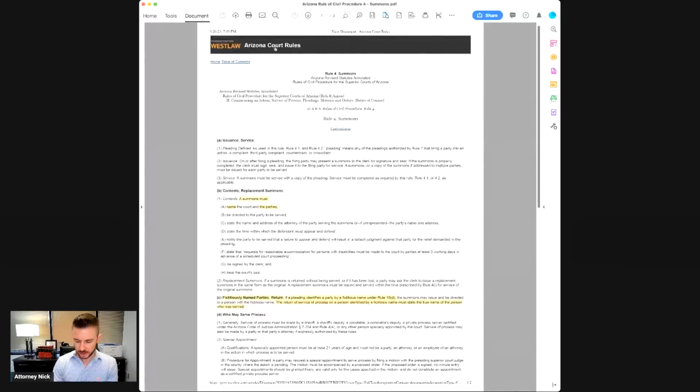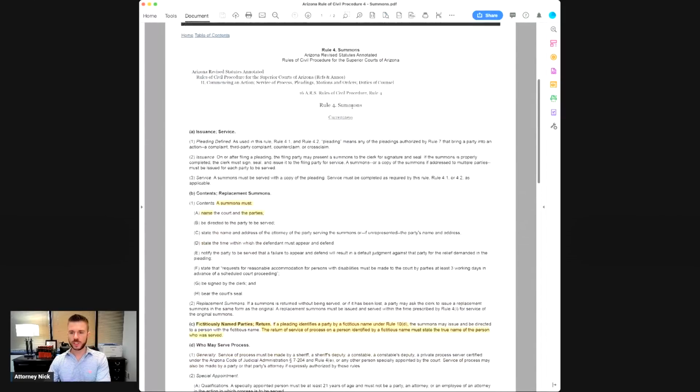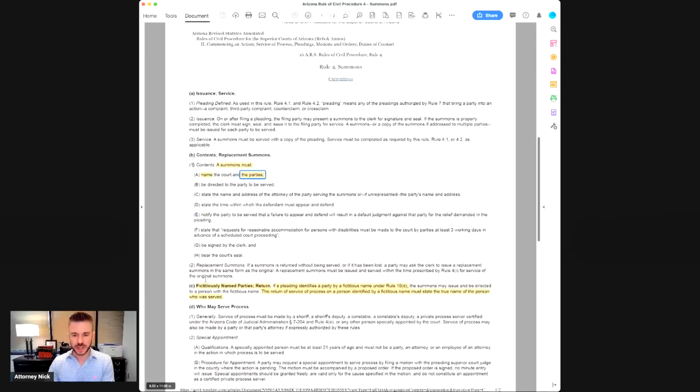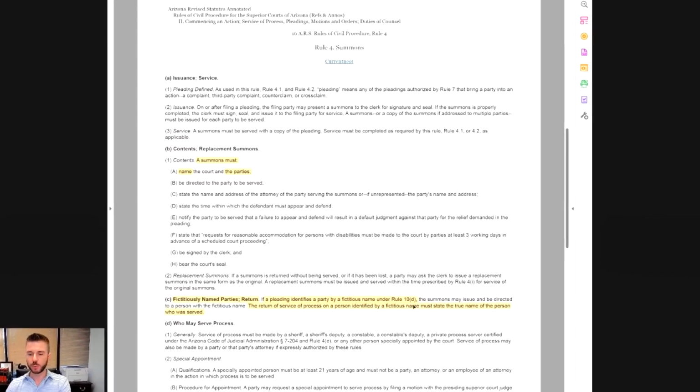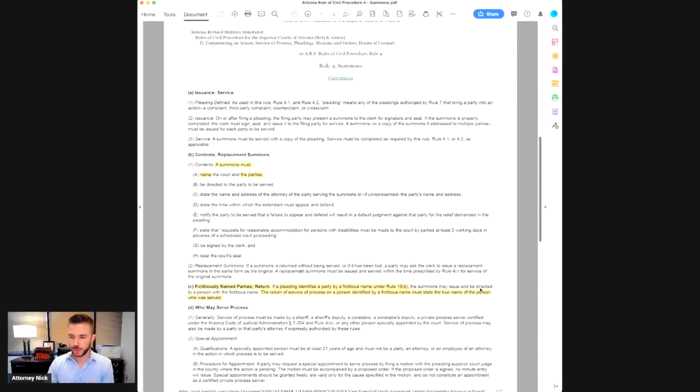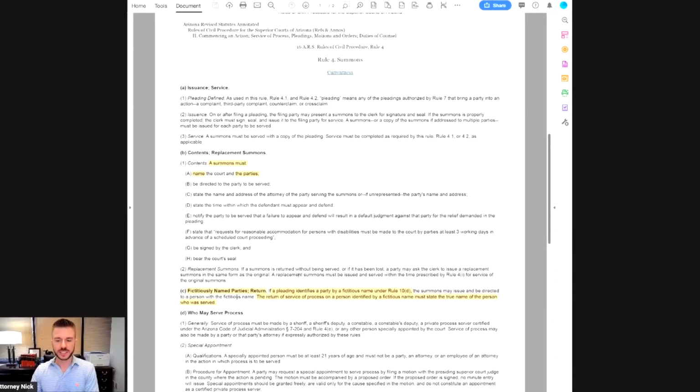So here we have Arizona Rule of Civil Procedure 4, which deals with the contents required in a summons. Specifically, subsection B1 states that a summons must name the actual parties to the lawsuit. And then subsection C down here, 4C, deals with fictitiously named parties like John and Jane Doe defendants. It says, if a pleading identifies a party by a fictitious name under Rule 10D, the summons may issue and be directed to a person with the fictitious name.